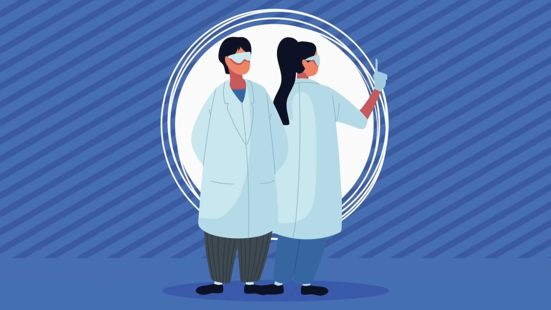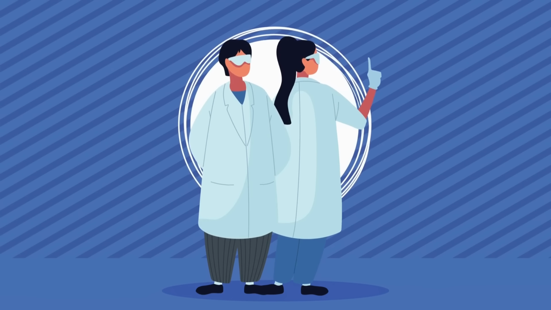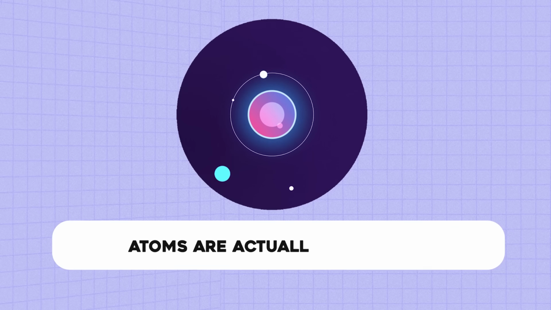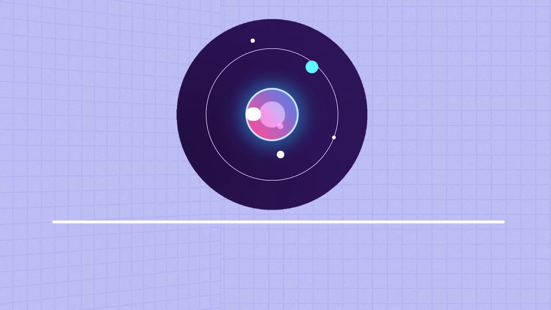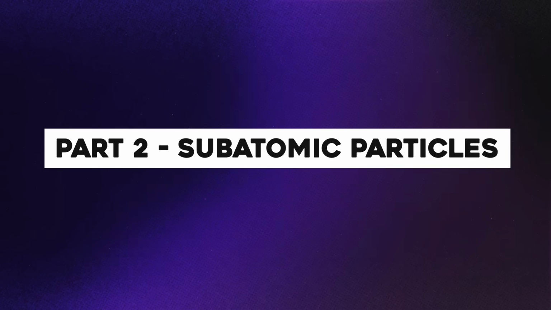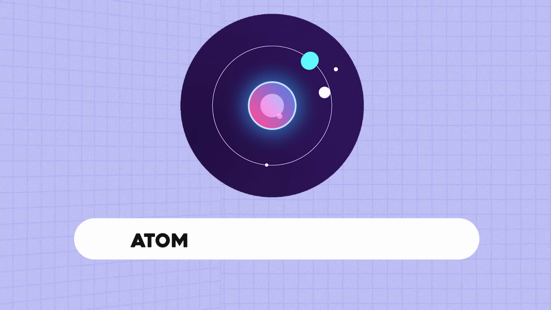For a long time, scientists thought atoms were indivisible, like tiny unbreakable marbles. But they discovered that atoms are actually made up of smaller parts called subatomic particles. Part 2. Subatomic particles. Atoms are made of three important subatomic particles.